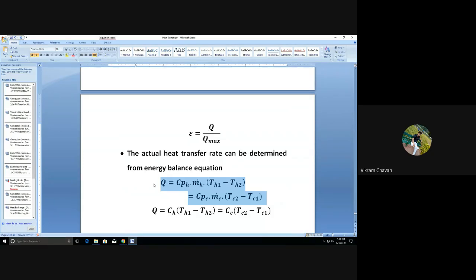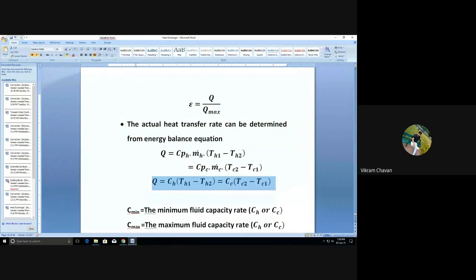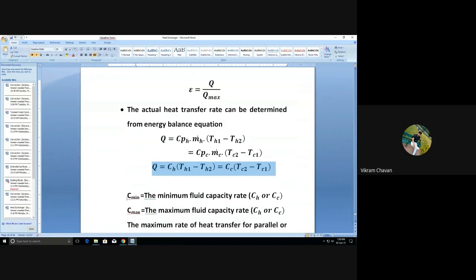So we know that Cph m dot H is nothing but Ch, the heat capacity rate of the hot fluid, and Cpc multiplied by m dot C is the C suffix C, the heat capacity rate of the cold fluid. So you can write Q is equal to C suffix H inside bracket Th1 minus Th2, which will be equal to C suffix C inside the bracket Tc2 minus Tc1. Okay, so we have to decide which one is the smaller and which one is the larger between CH and CC, on the basis of their values.